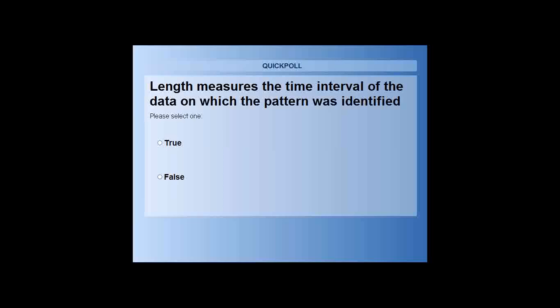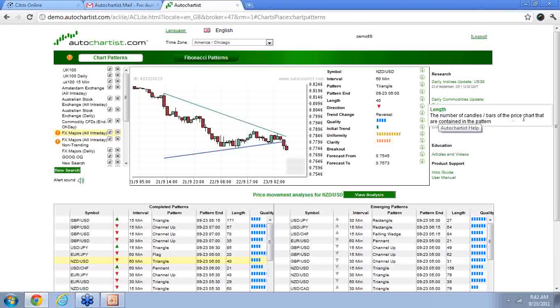You see that clicking on this length icon, this little eye here, you can see that length is the number of candles of the price chart that are contained in the pattern, and interval is the time interval of the data on which the pattern was identified.